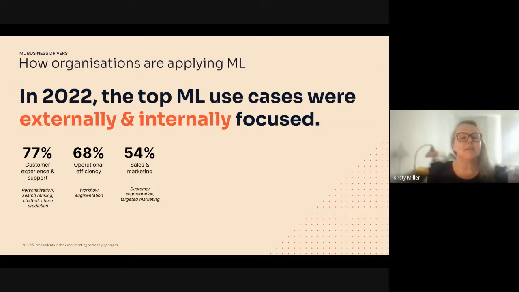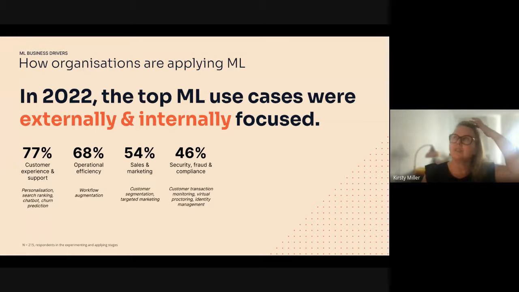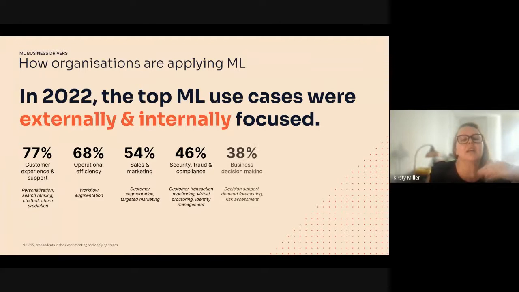54% is on sales and marketing. That's where organizations do targeted customer segmentation. Security, fraud, and compliance, so 46%. Now, this doesn't just include things like identity fraud. It's also things like virtual proctoring, and then also looking for patterns in customer transactions.